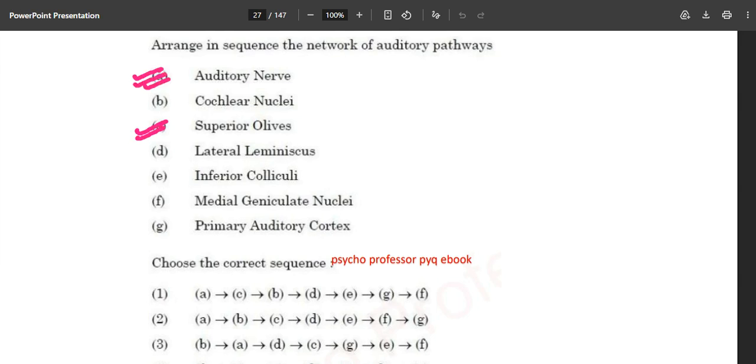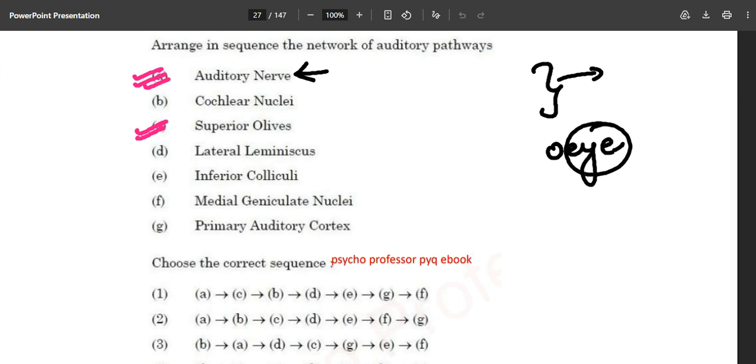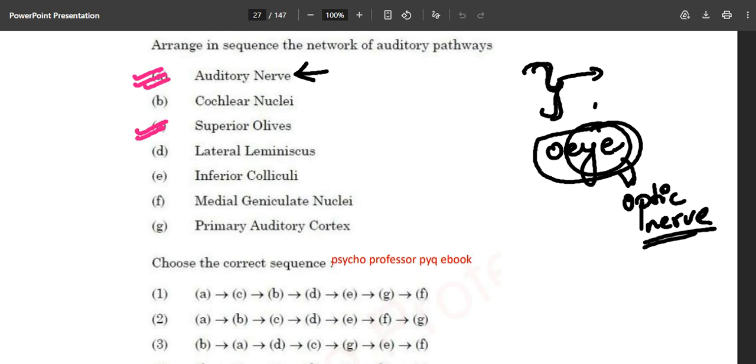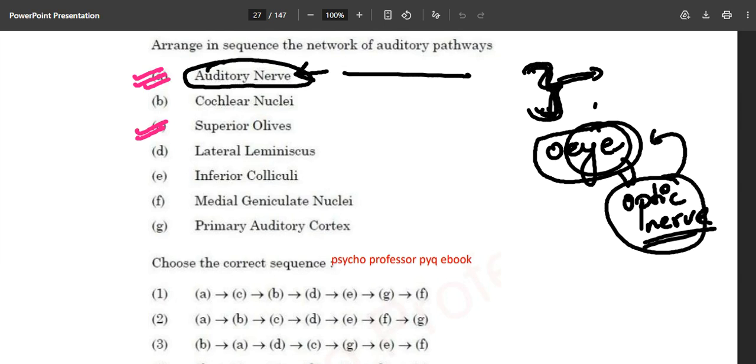So whenever anything is leaving your ear, it becomes the auditory nerve. If it is leaving your eye from the retina, it will be called the optic nerve. Okay, when that particular thing is leaving from your sensory areas, the ear or the eye, it will be called the auditory nerve for your ears, and the optic nerve for your eye, and I will show you that in this video also.